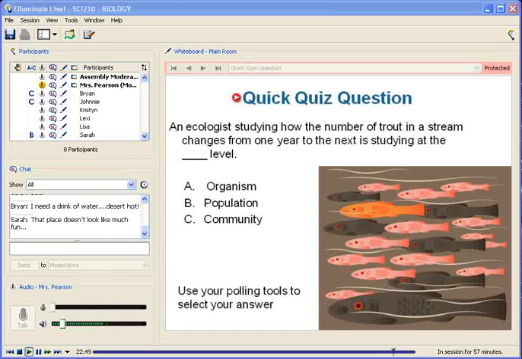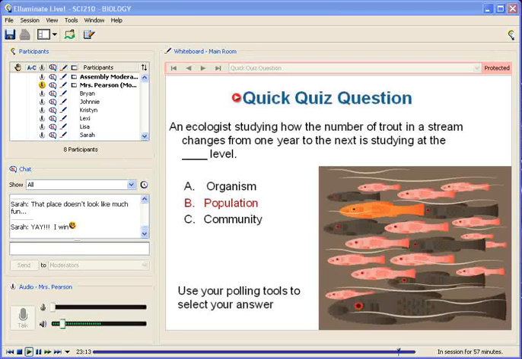Wow, lots of answers coming in very quickly. Good job. Let's take a look and see what people thought. All right, you can see from our poll that most of you are thinking the answer might be letter C. Let's see what the right answer is. In this case, it's going to be letter B, the population. Remember that a population is all of one type of species that live in an area.